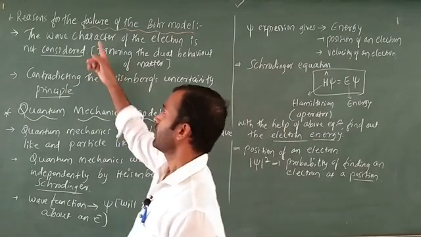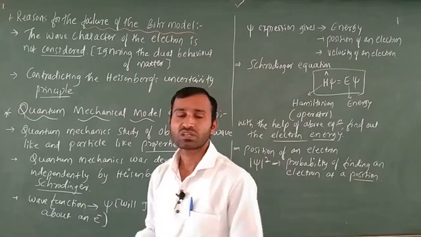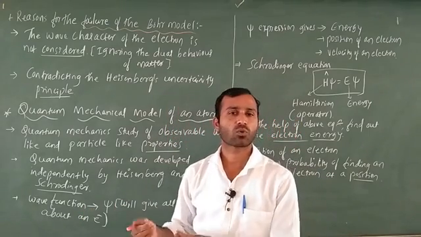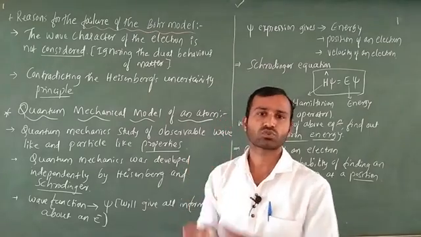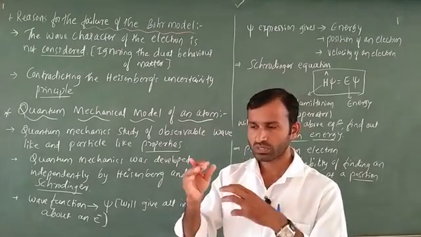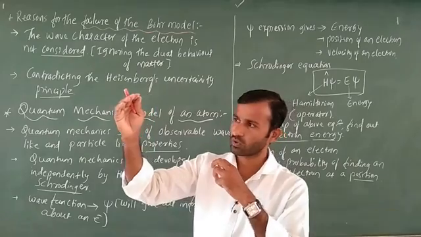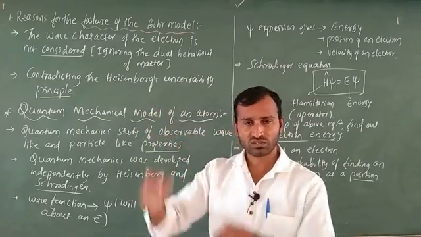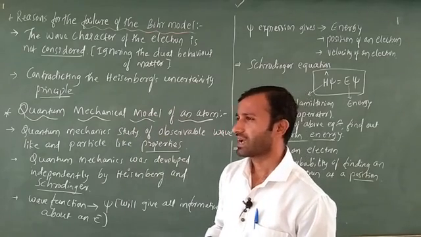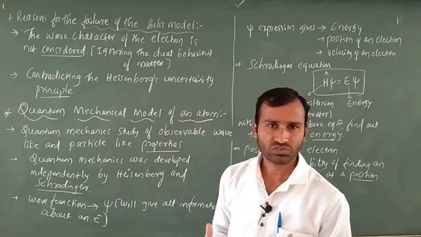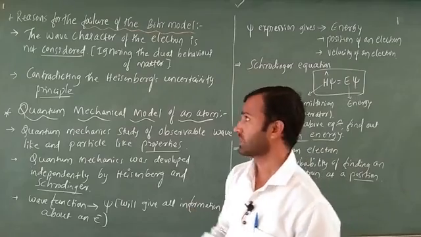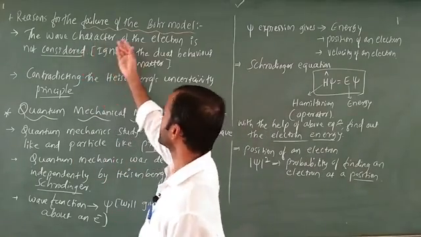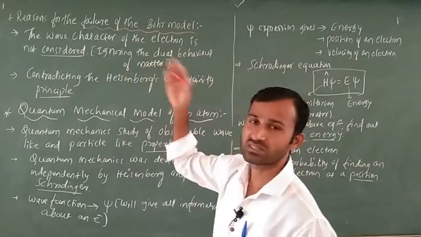Here Bohr does not consider the wave character. According to Bohr, the electron is indirectly a particle, meaning it has a fixed position. The nucleus is here, the electron is here, and this distance is a fixed, certain distance. That is why Bohr does not consider wave character, and that is why the Bohr theory fails. The wave character of the electron is not considered.